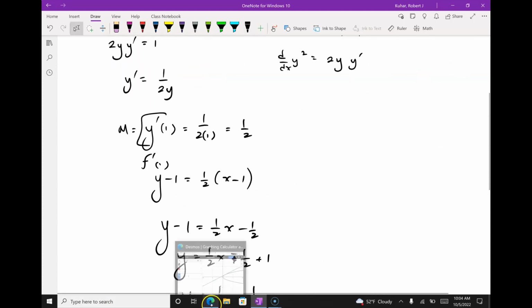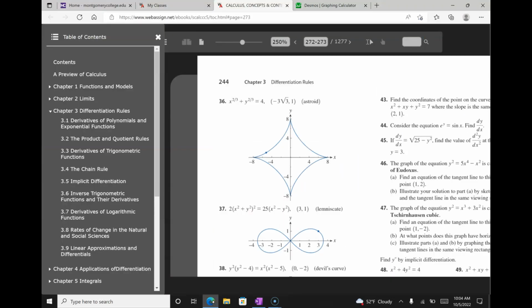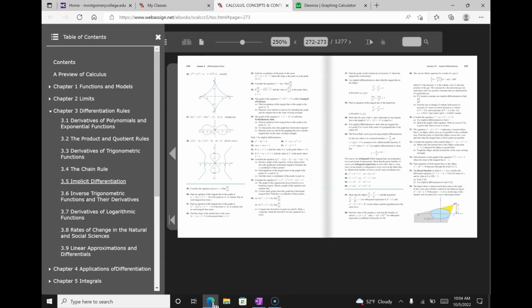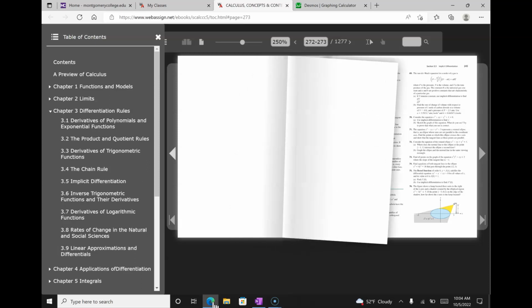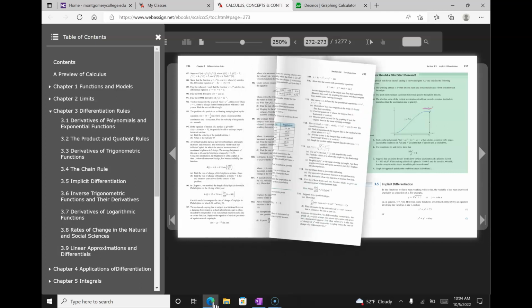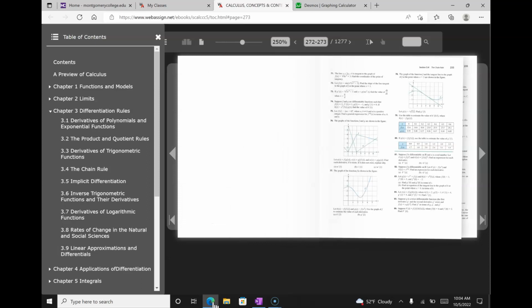All right, let's take a look at the book and a problem in the book. And I gave you the suggested problems here already, I believe. Yes, yes, exactly. Yes.